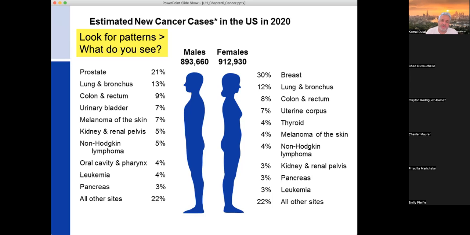Look at lungs, right? Lungs is about 13% on one side, about 13% on the other side. Colon cancer in males, 9%. Females, about 9%. So that tells you that for most regions of your body, they are independent of hormones. So hormones are not the key factor in the presence of cancer or the initiation of cancer, right?